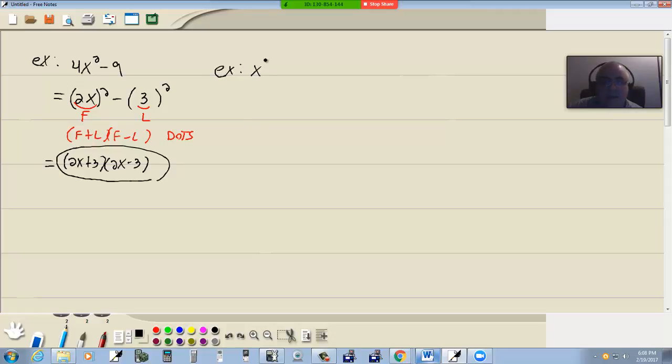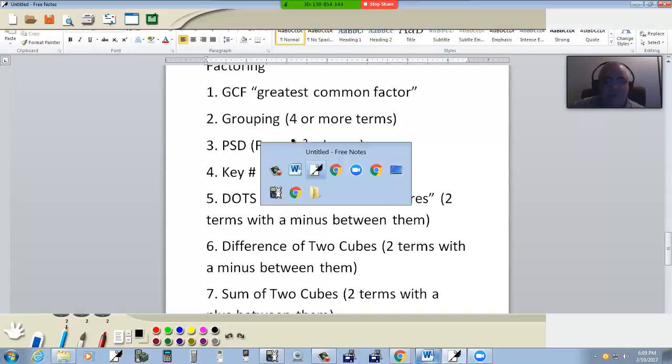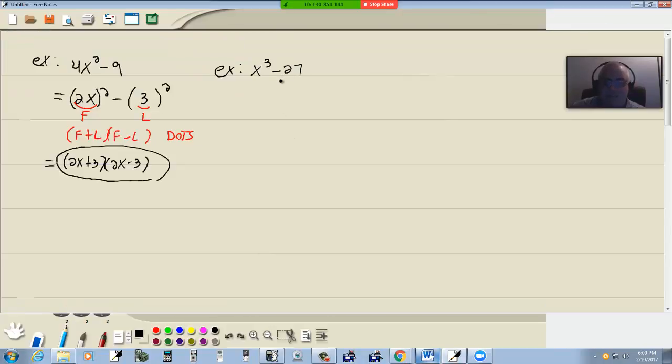Now let's say I have x to the third minus 27. There's no GCF. Grouping is for 4 terms, PSD and key number are both 3 terms, so I get down to difference of two squares again. This is incorrect, but let me show it. If I try to write it as something squared minus something else squared, you think, okay, what times itself gives you x to the third, or what times itself gives you 27, you can't think of anything. So it fails. That tells you you can't use difference of two squares.